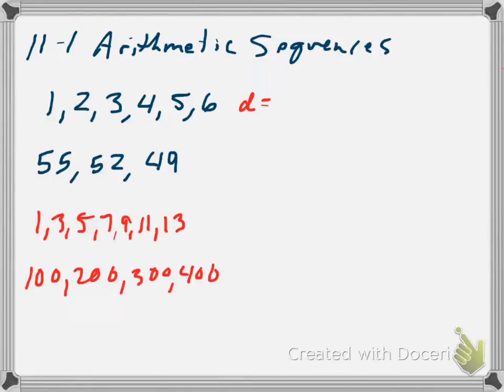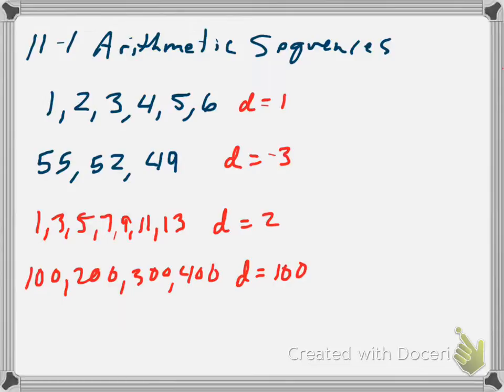D is the common difference. The common difference is what you are adding to get to the next term. So in the first sequence up there, D is 1. In the next sequence, D is negative 3. In the third sequence, D is 2. And in the fourth sequence, D is 100. It's what you're adding to generate the next term in the sequence.